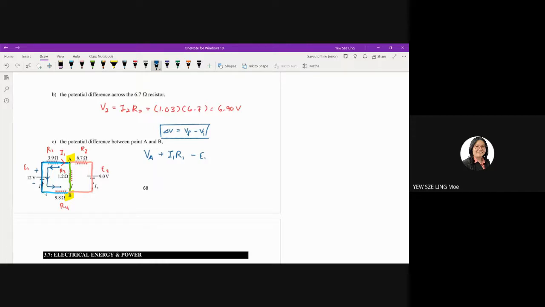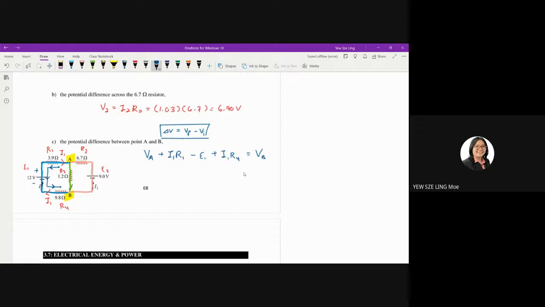As I keep traveling, when it passes through R4, once again, the directions of I1 and the directions of the path are opposite to each other. Path going to the right, I1 going to the left. So plus I1 R4 again. And then it reached the final position, therefore it is equals to VB.